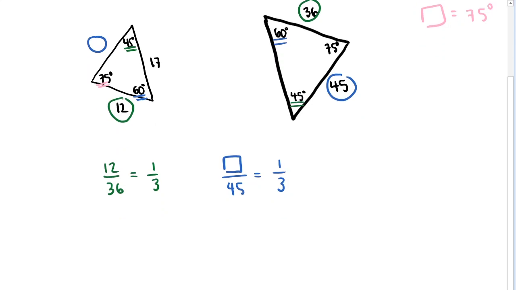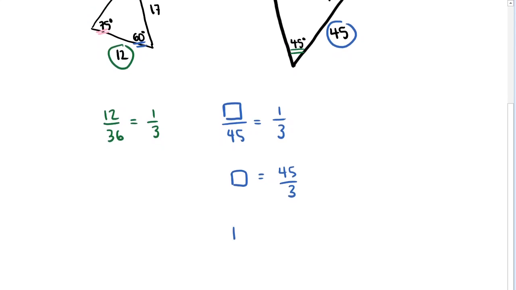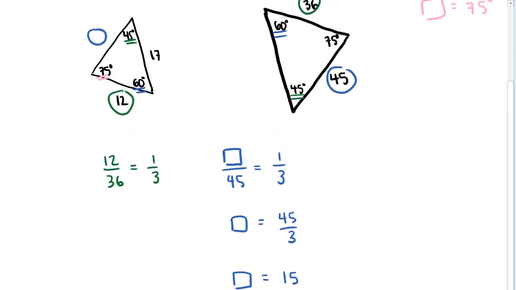Well, maybe this is a little bit less clear than our previous examples. We could just try and solve this equation, multiplying both sides by 45. We get 45 over 3, making this unknown side length 45 over 3, that's 15. So that's this measurement here.